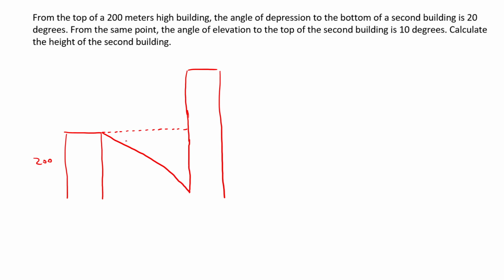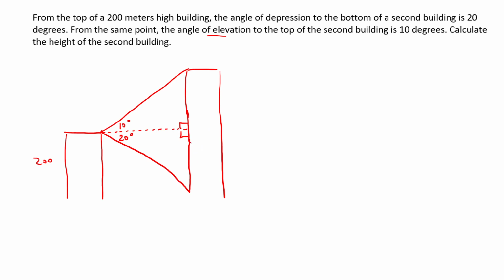The angle of depression is 20 degrees. From the same point, the angle of elevation is 10 degrees. Obviously, I'm not drawing this to scale very well. Calculate the height of the second building, because we are looking for this. But again, it's going to be hard to find it directly. So what we can do instead is find it in sort of two pieces. What we have done here is we have created right triangles.